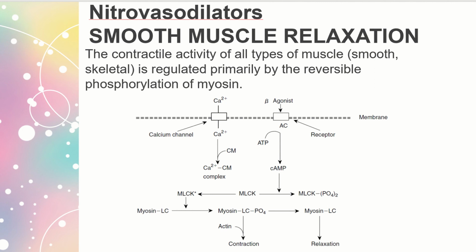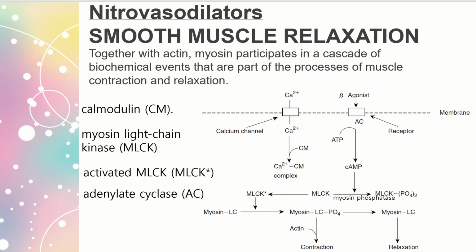So the contractile activity of all types of muscle, that is smooth or skeletal, is regulated primarily by the reversible phosphorylation of myosin. Together with actin, myosin participates in a cascade of biochemical events that are part of the processes of muscle contraction and relaxation. So this cascade is seen here. At the start of it, we have calcium and beta agonists, right? And at the end of it, we have contraction and relaxation of the muscles.